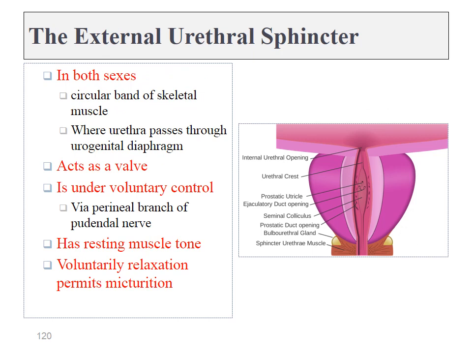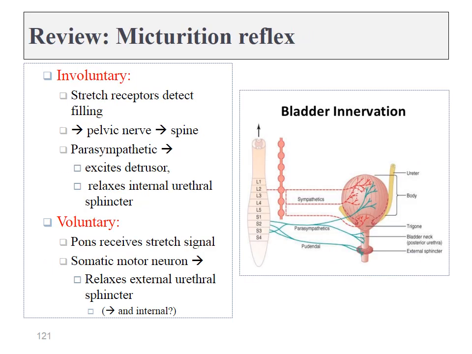The external sphincter is skeletal muscle and is under voluntary control. Luckily, it has resting muscle tone, so we don't have to think about not peeing, even though the urinary reflex has been activated. To summarize, the micturition reflex, or the urination reflex, occurs because stretch receptors are activated on the bladder, and these send signals to the spinal cord, which activates the parasympathetic branch, which causes contraction of the detrusor muscle and the opening of the internal urethral sphincter. But it's a different nerve here that controls the external urethral sphincter, and this is under the control of the somatic nervous system.